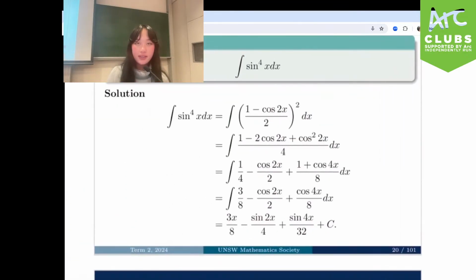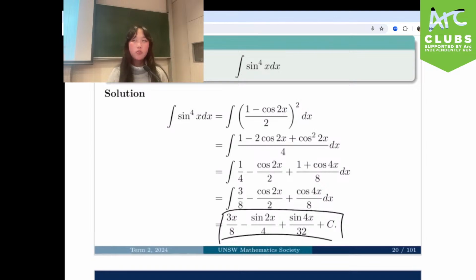That is consistent with our answers. So this is our final answer after we do some simplification. After we combine the like terms of the x's, this is what we get as our final answer.